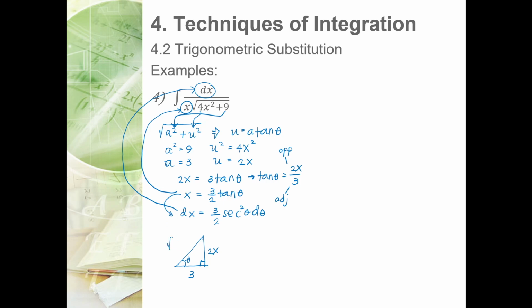So the hypotenuse, as per Pythagorean theorem, is the square root of the sum of the squares of the two sides. So 3 squared, that's 9. Or let's follow the format. So 4x squared plus 9.